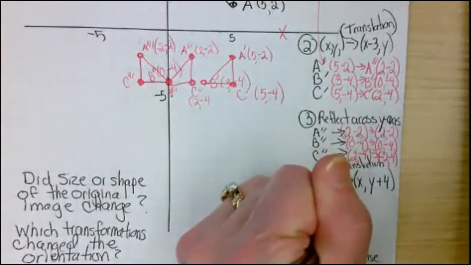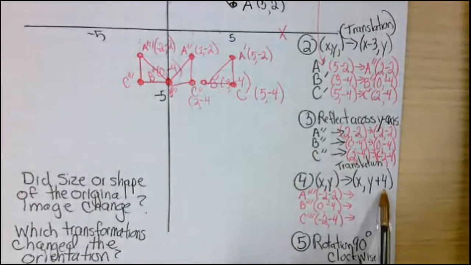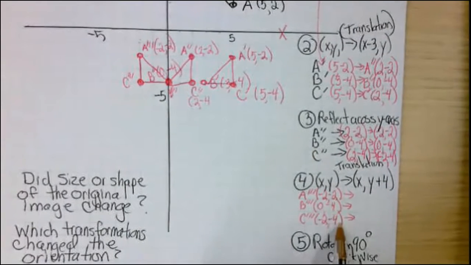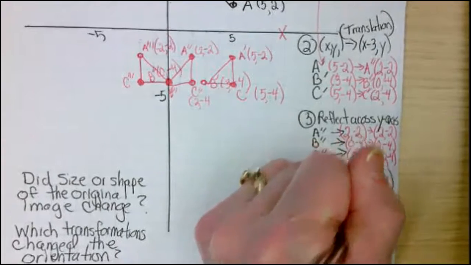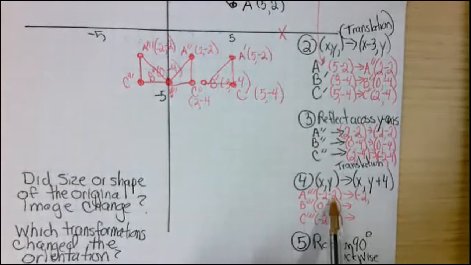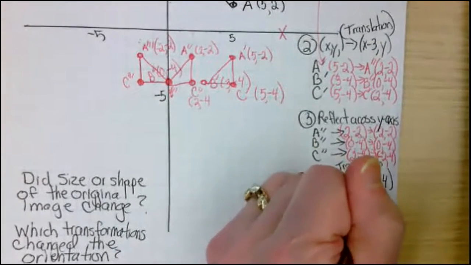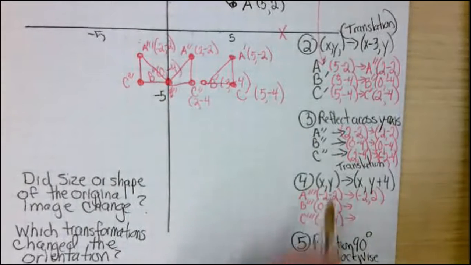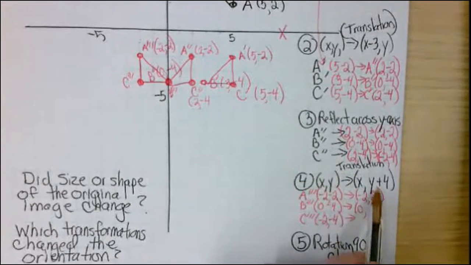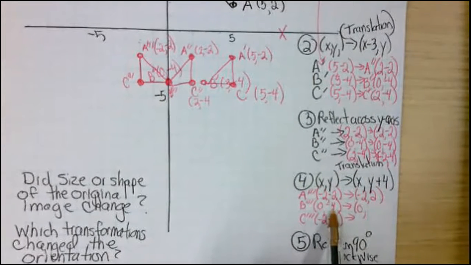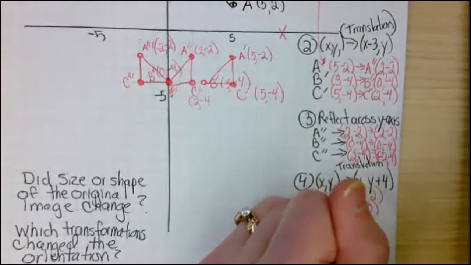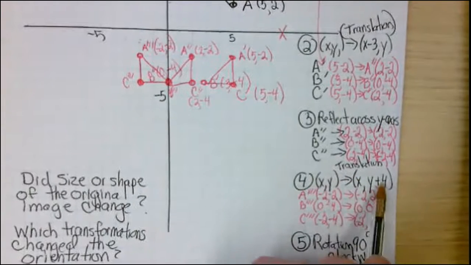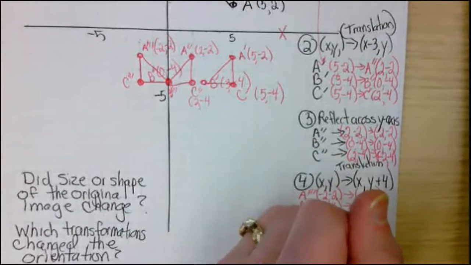Now we're doing a translation. We're adding 4 to every Y value. We're leaving the X value the same. So this is going to stay negative 2. If we add 4 to negative 2, we get positive 2. Here the 0 stays the same. We're going to add 4 to negative 4. That'll give us 0. Here the negative 2 stays the same. And now we have negative 4, and we're going to add 4 to that. That's also going to be 0.